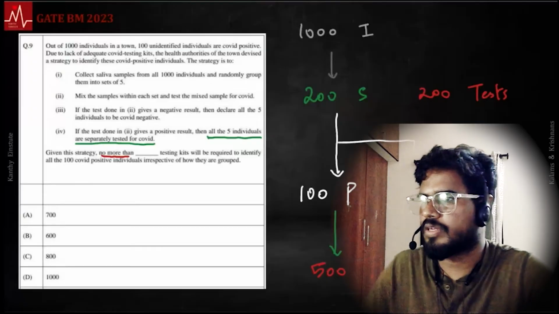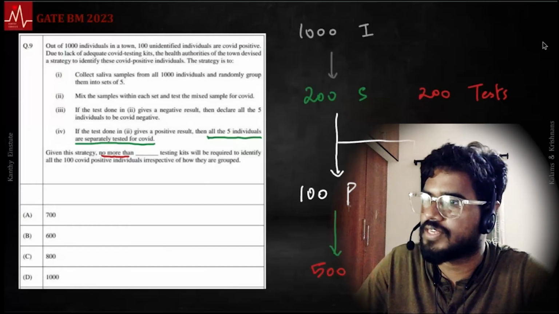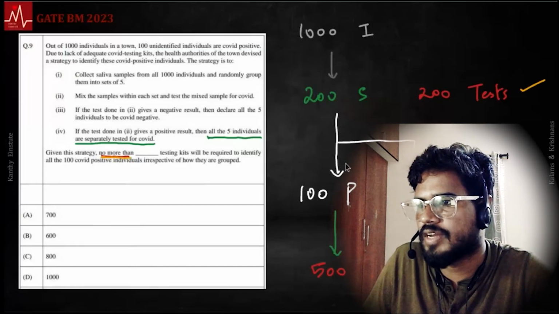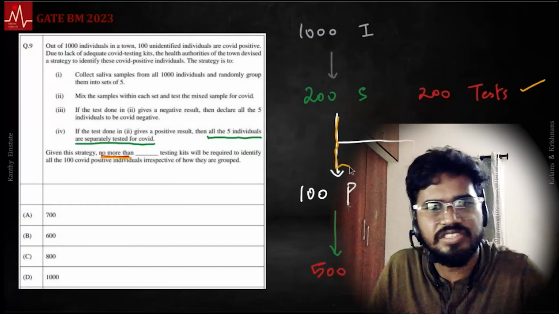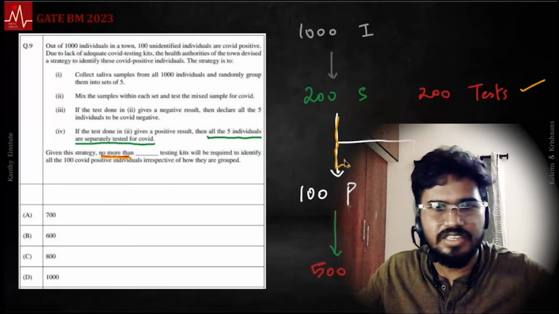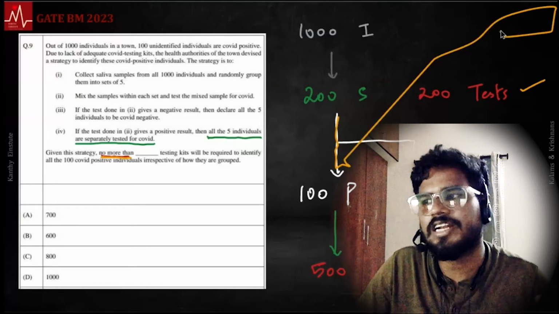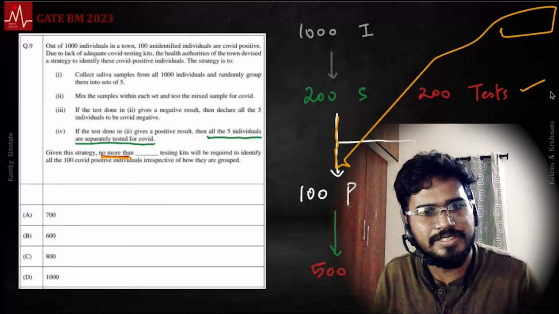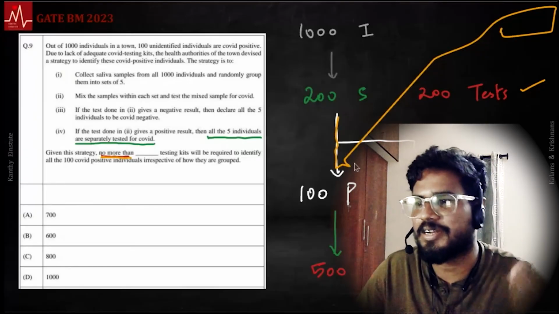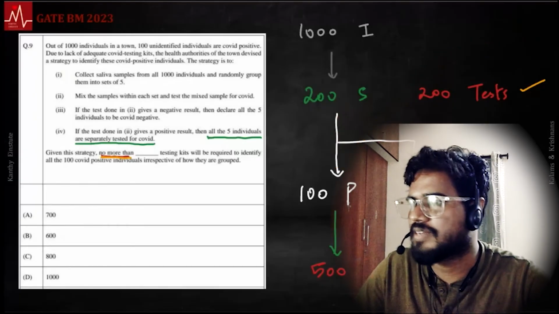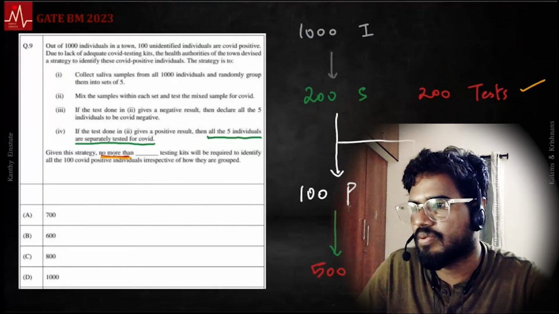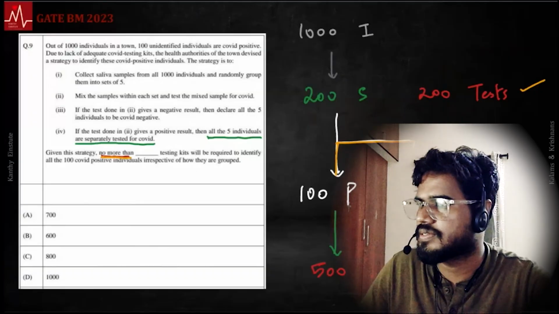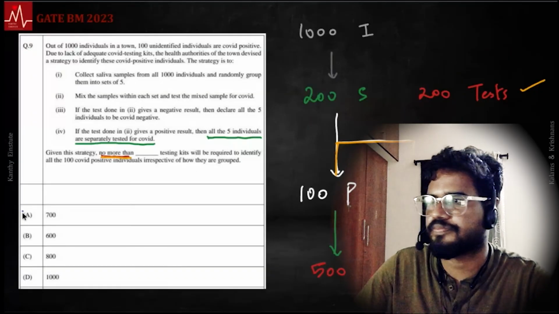So all in all, no more than 700 tests in the worst case scenario. Worst case, the positives are in 100 different sets. Slightly better case, all five of them in one set. Doesn't happen. I put that information over here. So our answer is 700.